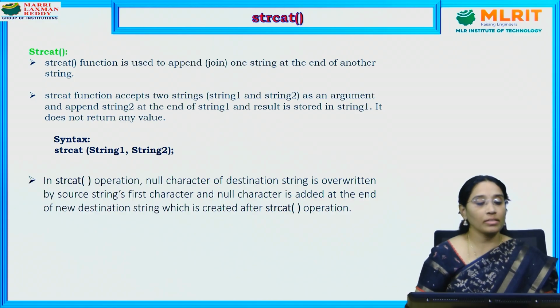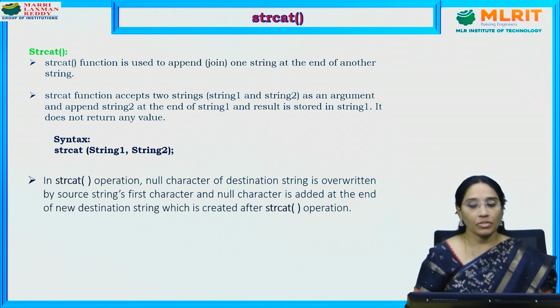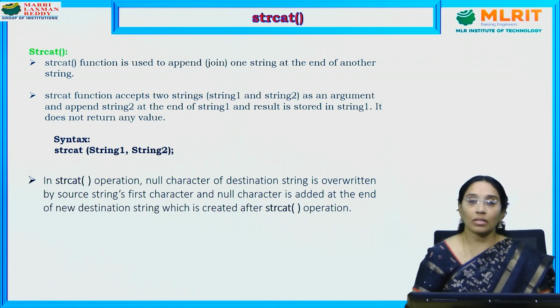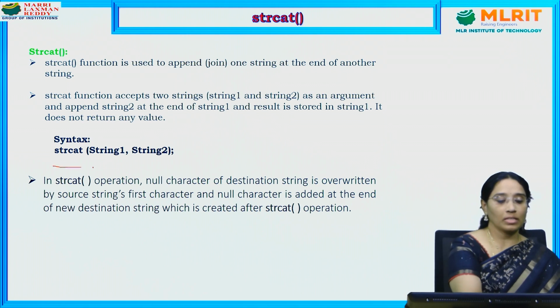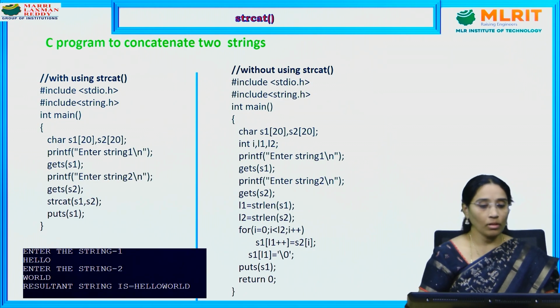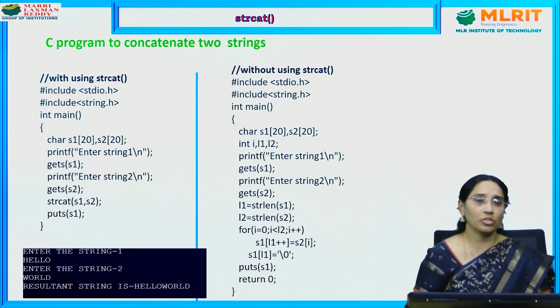Next one, strcat. This function is used to append one string at the end of another string. The strcat function accepts two strings, string 1 and string 2, as arguments and appends string 2 at the end of string 1. Concatenation is nothing but combining two strings. So strcat of string 1, string 2. You can use the predefined function strcat to combine the two strings directly.